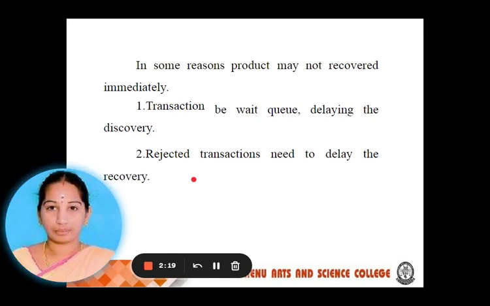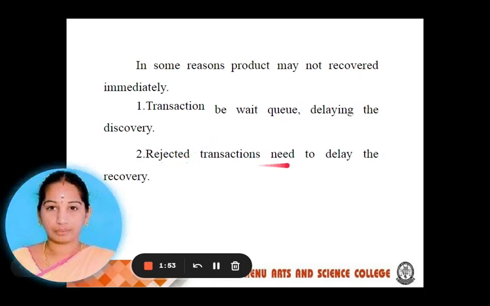Let's move to some reasons the product may not recover immediately. In transactions, a wait queue delays the recovery. If I'm sending money to someone, it will be in a queue process. So it takes a few seconds or a few minutes. That's not a transaction failure, it's a transaction delay.